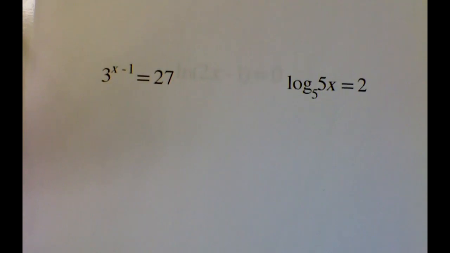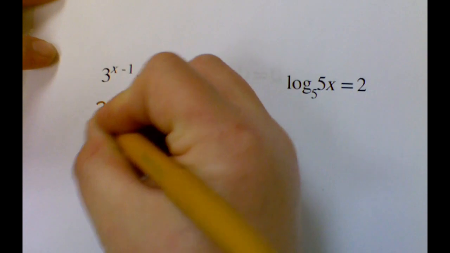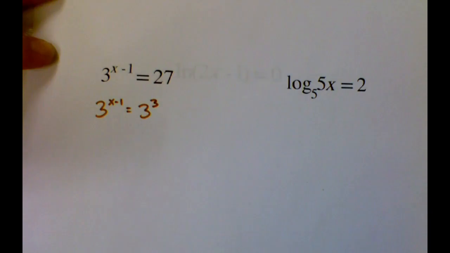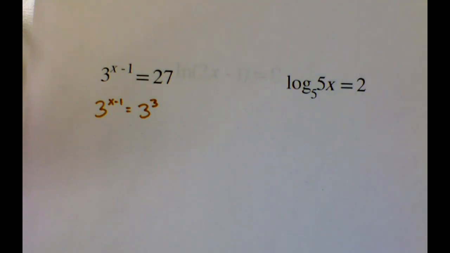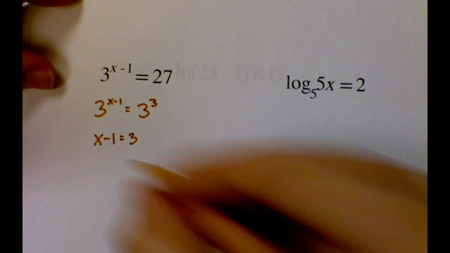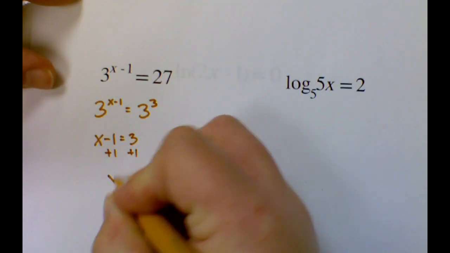All right, 3 to the x minus 1 power equals 27. Again, I don't need a calculator for this one, because I can rewrite 27 as 3 to a power. I can write it as 3 cubed. Well, now that I have the same base, I can set my exponents equal and solve for x by adding 1. So x equals 4.